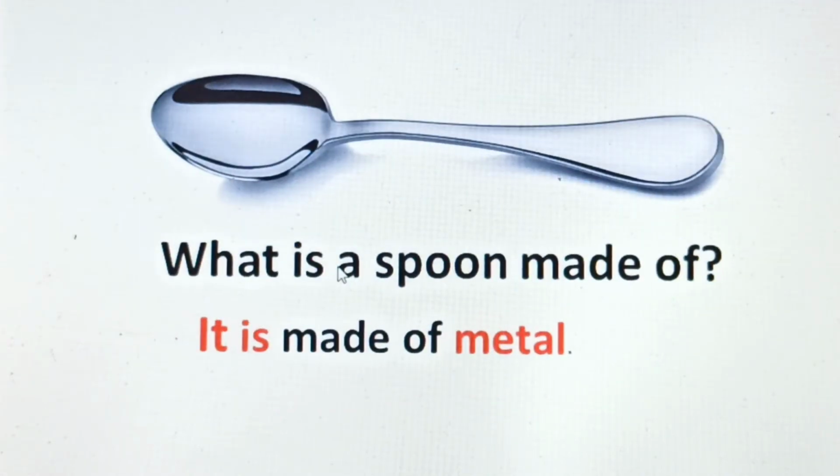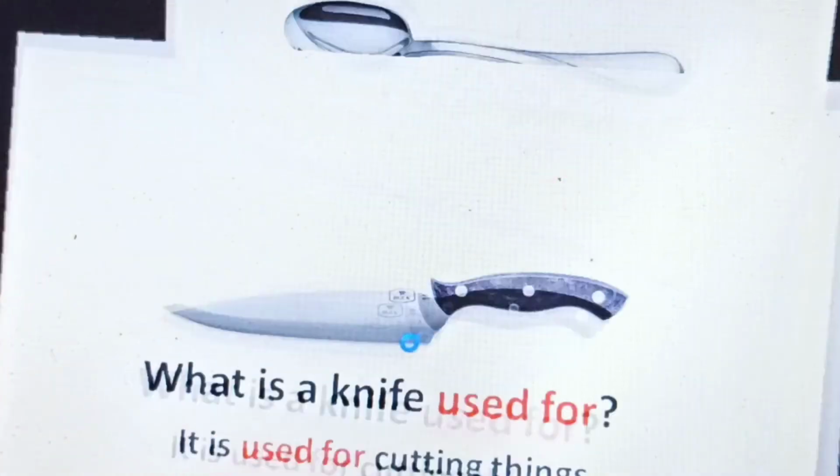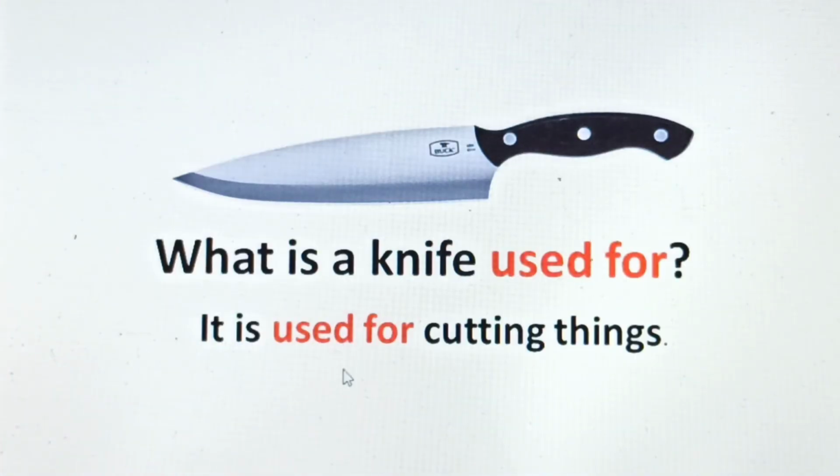اوكي تعال نشوف السؤال معانا. what is a spoon made of؟ مما تصنع الملعقة. it's made of metal، مصنوعة من المعدن. what is a knife used for؟ it's used for cutting things، تستخدم في قطع الأشياء.